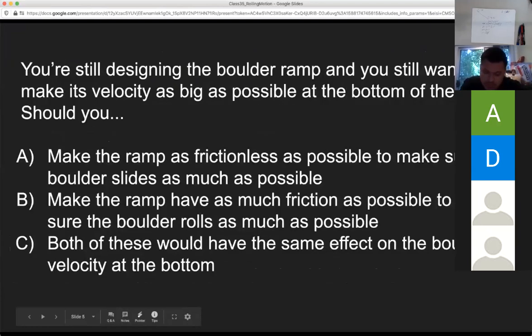All right. So now you're still designing the boulder ramp, and you still want to make its velocity as big as possible at the bottom of the ramp. Should you make the ramp as frictionless as possible, or make the ramp have as much friction as possible in order to make sure the boulder rolls, or would both of these have the same effect on the boulder's velocity at the bottom? So let me relaunch the poll.